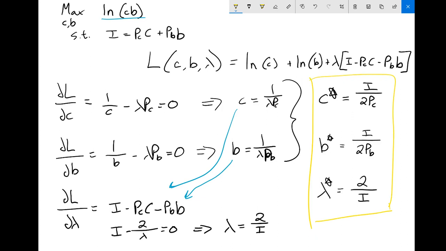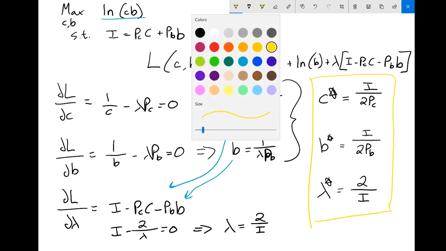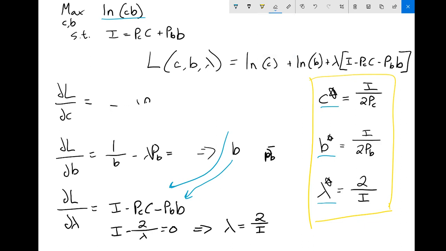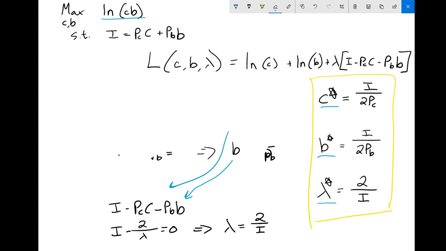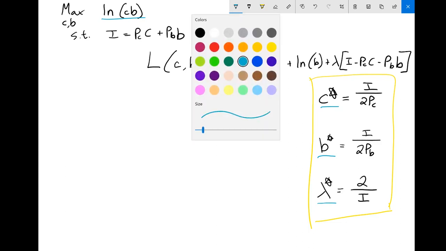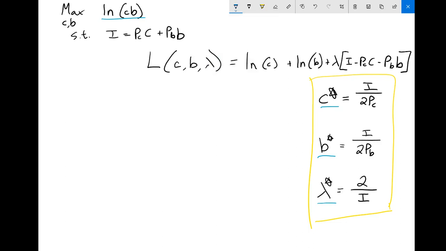Now, we've just maximized this utility function. We've just identified the number of cups of coffee, the number of bagels, and then the Lagrange multiplier that maximize this utility function, or that maximize this Lagrangian function. Okay, so let's take those, and we're just going to plug them back in. I'm going to delete all of this. Okay, so we're going to take those and plug them back in to the Lagrangian function.